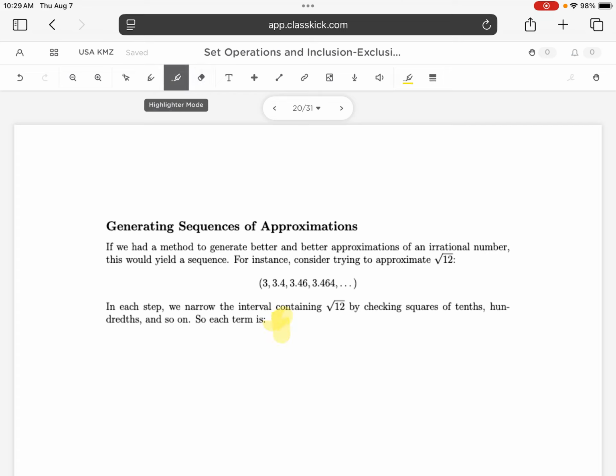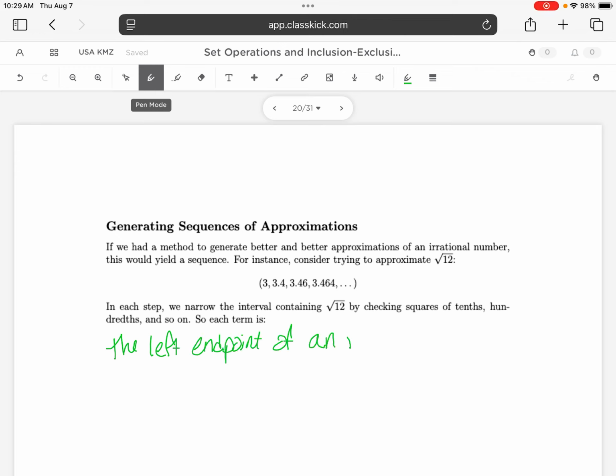So each term in our sequence is the left endpoint of an interval that's guaranteed to contain the square root of 12. Like for instance, the square root of 12 is in the interval between 3 and 4. So the left endpoint is our first term here.